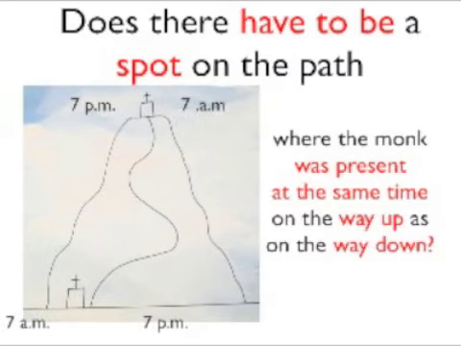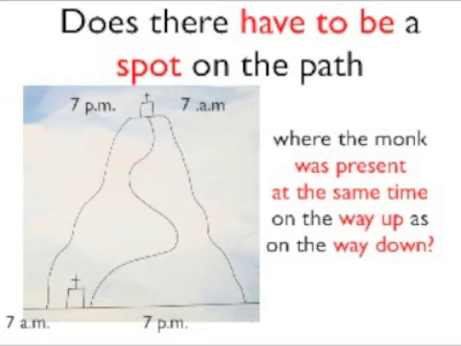Does there have to be a spot on the path where the monk was present at the same time on the way up as on the way down? This is another wonderful problem for a cocktail party. Challenge your friends to declare, yes, there has to be such a spot. No, there does not have to be such a spot. They could spend the better part of the evening arguing.